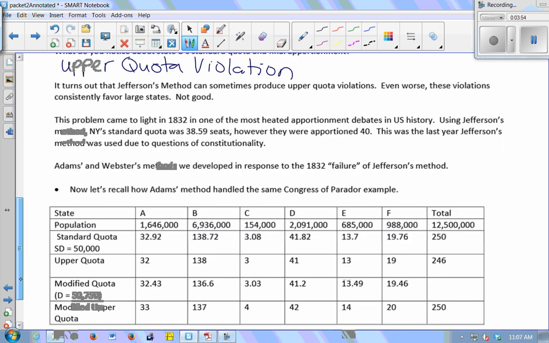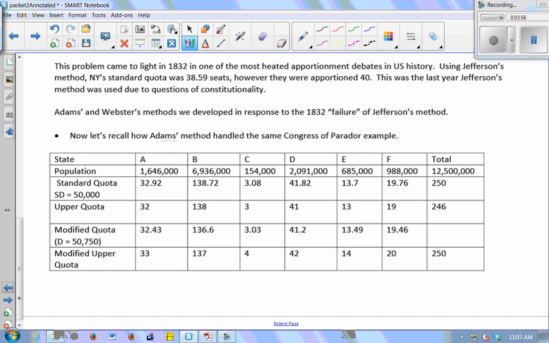This problem actually came to light in 1832. It was one of the most heated apportionment debates in U.S. history. We were using Jefferson's method, and New York's standard quota was 38.59. However, they were apportioned 40 seats. We can see that's an upper quota violation because they should get either 38 or 39. This was actually the last year that Jefferson's method was used because its constitutionality was questioned.